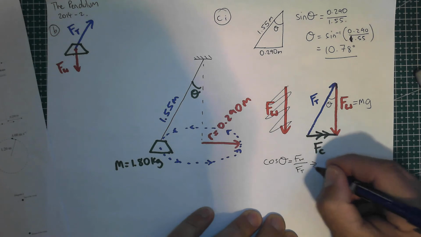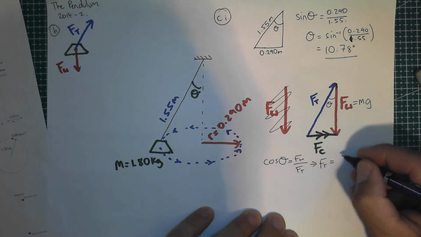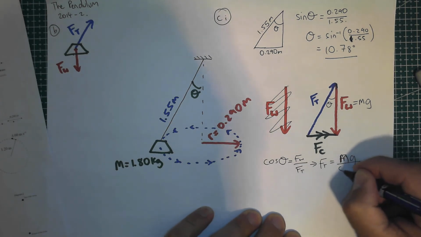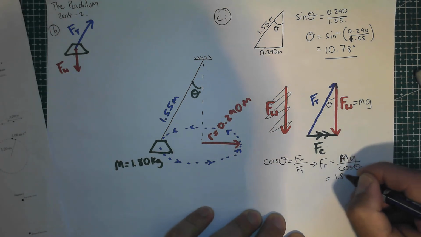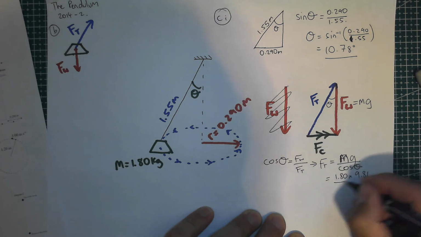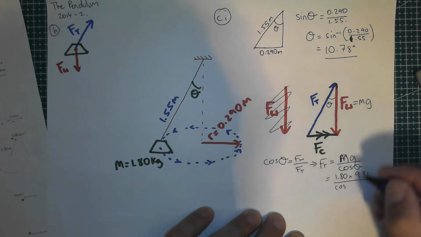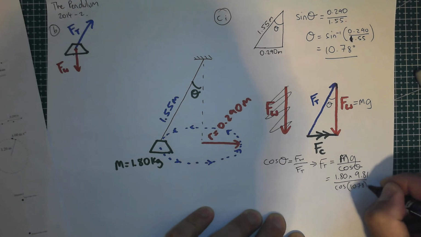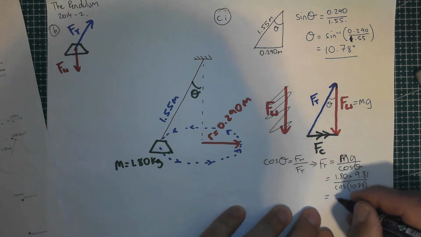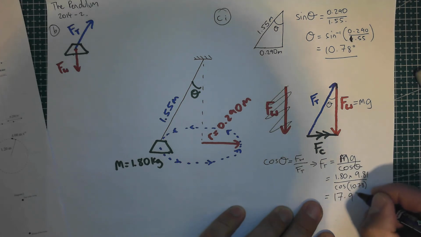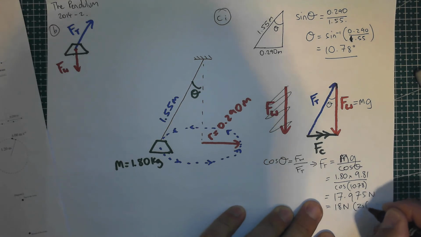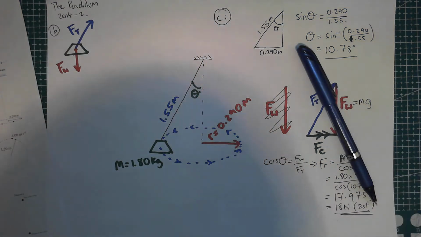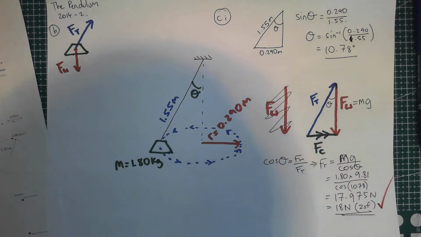And we can rearrange this to make tension the subject, which is the weight force, or mg, over cosine theta. And we just substitute in here the mass, gravitational field strength, and divide it by cosine of the angle that we calculated in the previous part of this question, and we come out with a force of 17.975 newtons, which is equal to 18 newtons to 2 significant figures, which is what the question says it should be. Well done me.